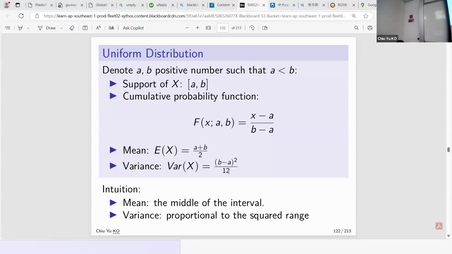But it means that the bigger the range, the larger the variance. Not surprising, right? Because variance is about how concentrated the data is. The bigger the range, the larger the variance. And you need to know this formula. That's the only thing we need. So this is the slide that you need to remember.